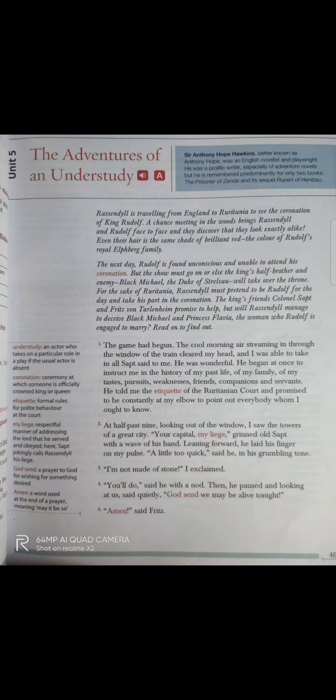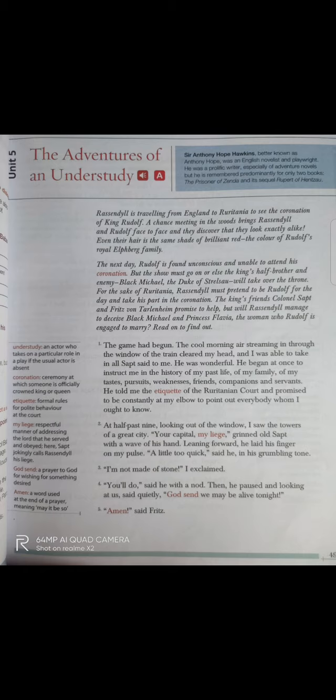Dear students, today we are going to do the explanation of lesson number 5, The Adventures of an Understudy, written by Sir Anthony Hope Hawkins. Sir Anthony Hope Hawkins, better known as Anthony Hope, was an English novelist and playwright. He was a prolific writer, especially of adventure novels, but he is remembered predominantly for only two books, The Prisoner of Zenda and its sequel, Rupert of Hentzau.